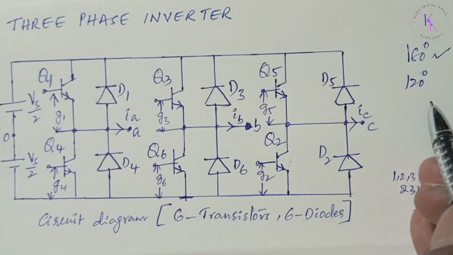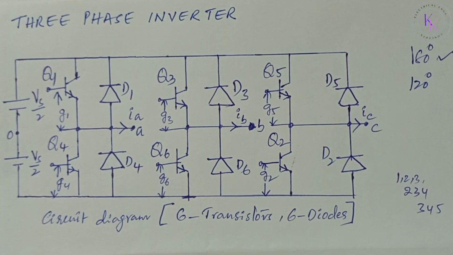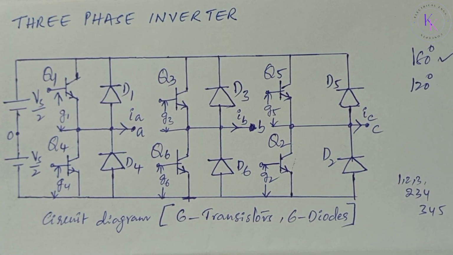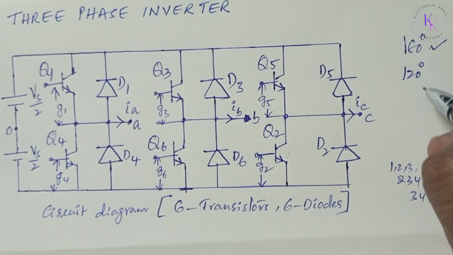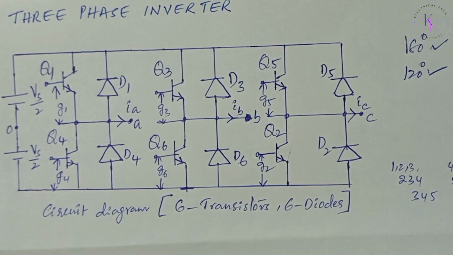We have already seen the 180 degrees conduction mode of a three-phase inverter in the previous video. The link is given in the description. Please go through it. Now we'll see how a three-phase inverter works in 120 degrees conduction mode.